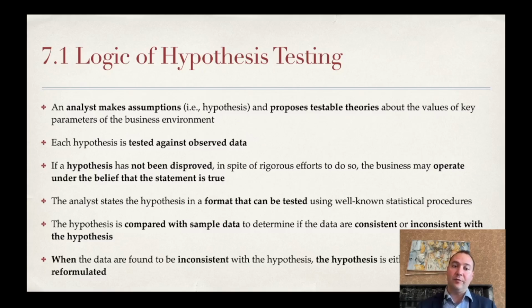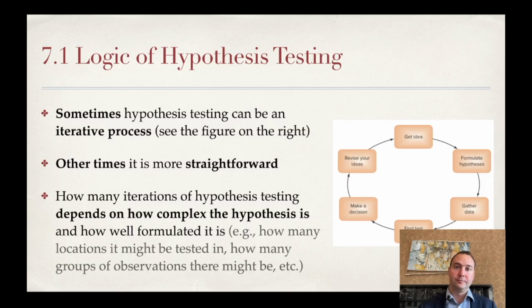When data are found to be inconsistent with the hypothesis, the data doesn't match what we expect, the hypothesis is either discarded or reformulated. Either our assumption is wrong or we need to adjust our assumption slightly if the data doesn't support what we assume. Sometimes hypothesis testing can be an iterative process.